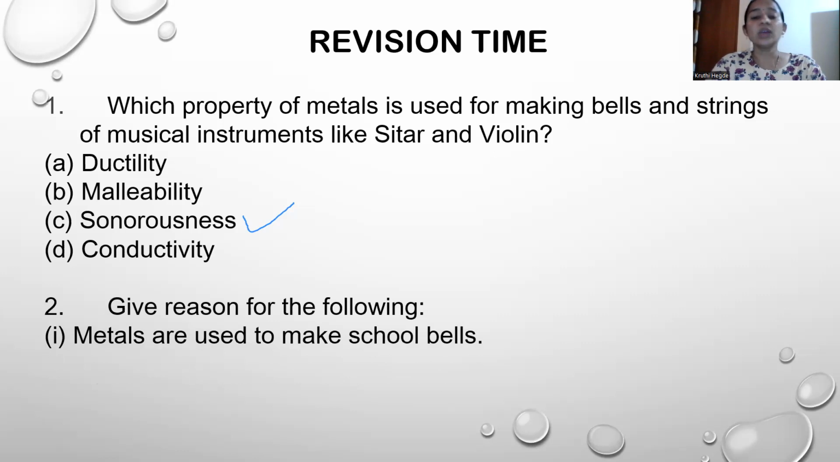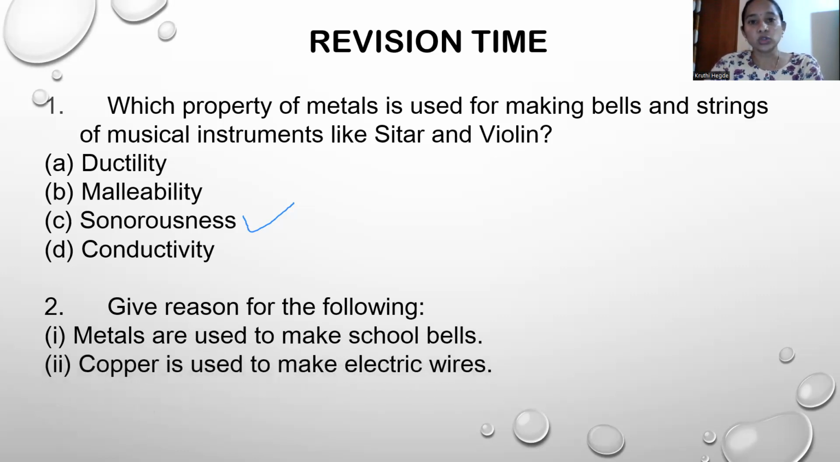Let us go further. Next question, give reasons for the following. First one, metals are used to make school bells. Just in the previous question we had discussed, metals are used in making school bells because they produce a ringing sound. Next one, copper is used to make electric wires, because copper is a good conductor of electricity. So that's all about revision of previous concepts. Let us move to the concept of today's session.